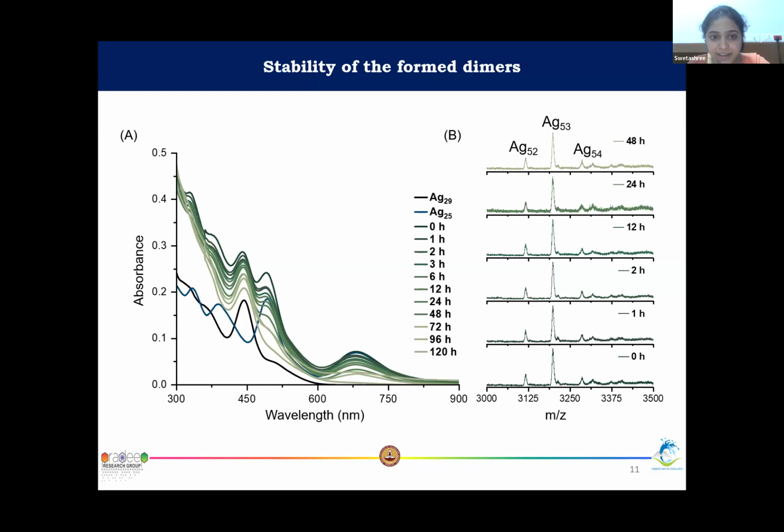The reason for the degradation here is the individual cluster itself. If we keep it in solution, it won't be that stable. Like, Ag29 cluster remains stable in DMF. But if we keep it in acetonitrile solvent, it won't be stable for days.